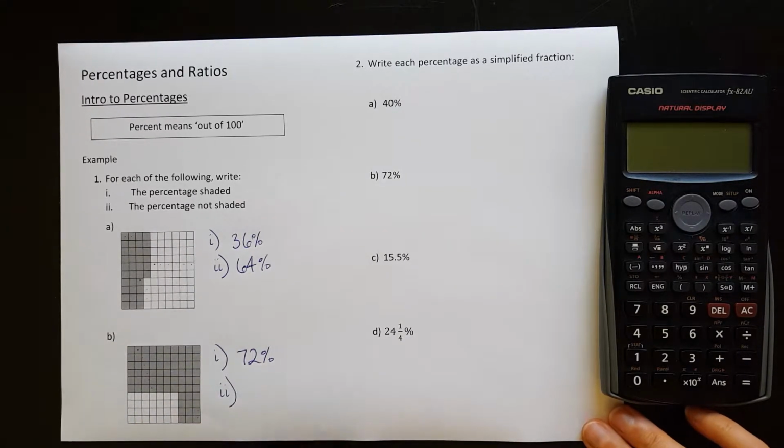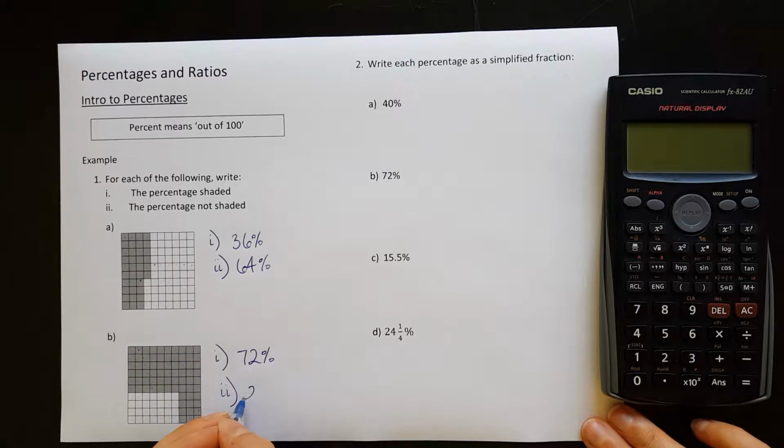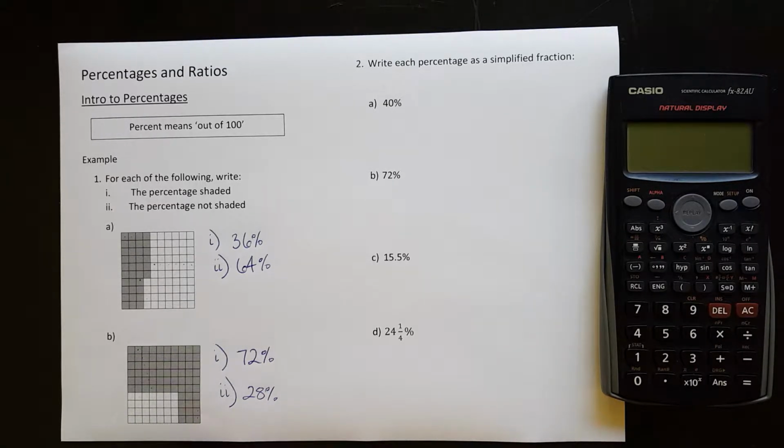which means if I count the ones that are not shaded, I have 1, 2, 3, 4, 5, 6, 7 times 1, 2, 3, 4. 7 times 4 makes 28% that has not been shaded.